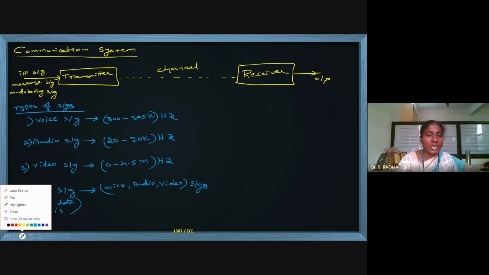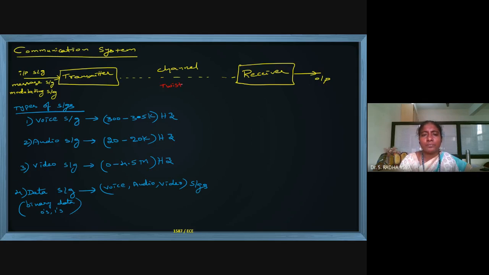Now coming to the channel, what are the types of channel? So we have different types. One is twisted pair channel. Second one is coaxial cable. Third one is fiber optic channel. And the last one is free space. These are the different types of channels.